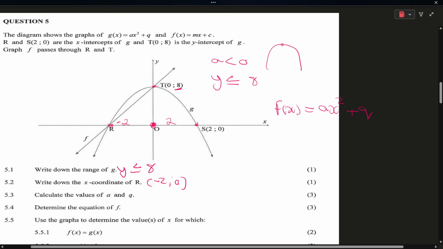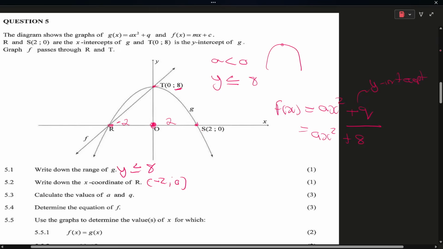Okay, and now what do we do, class? We know what the value of q is. q is my y-intercept. What is my y-intercept here? It's 8. So now you substitute it into the equation. It's going to be ax squared plus 8, because q is my y-intercept.